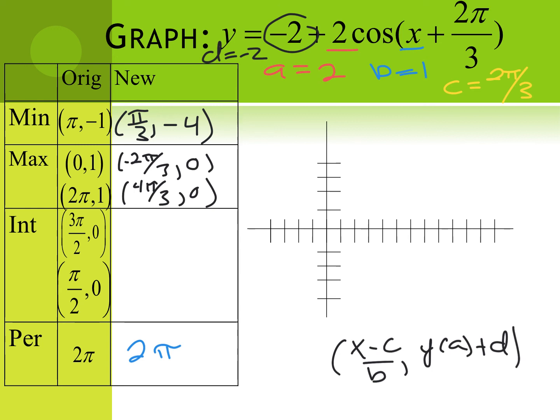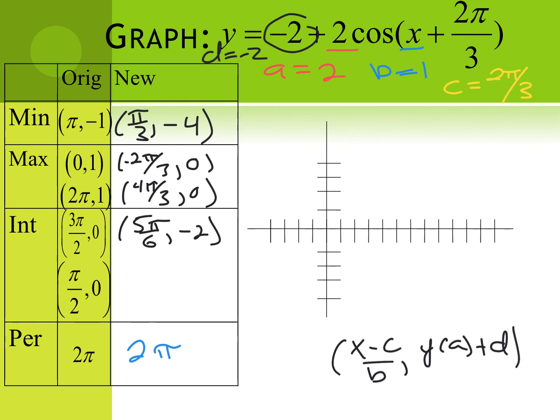For your intercepts, we're doing the same thing. We're going to be subtracting 2 pi over 3. We need to get a common denominator again. This time will be 6. So I'm going to have 9 pi over 6 minus 4 pi over 6, which is 5 pi over 6. And then I have 0 times 2 minus 2, which is negative 2.